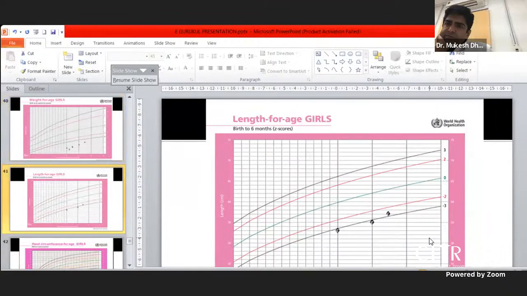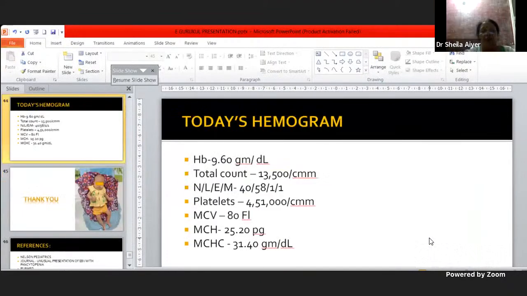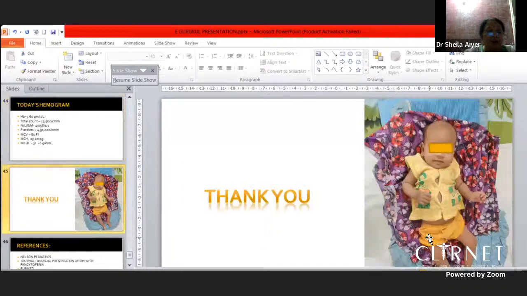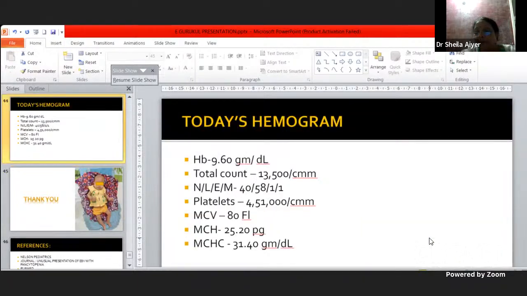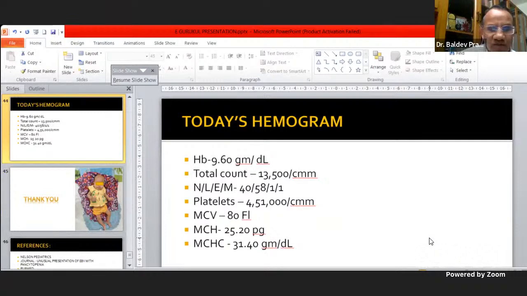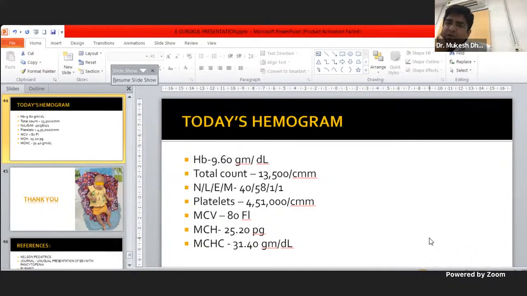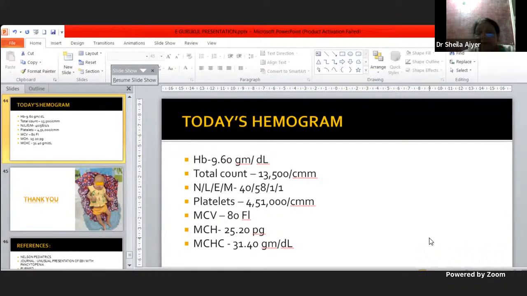Last slide, probably you can. And like that is his growth curve. And this is the child now. But probably put the last slide of your today's hemogram, you might not have put there. Yeah, today's hemogram he has put it. Right. So the MCV is also in the normal range now. It's not increased. Yeah. Right.